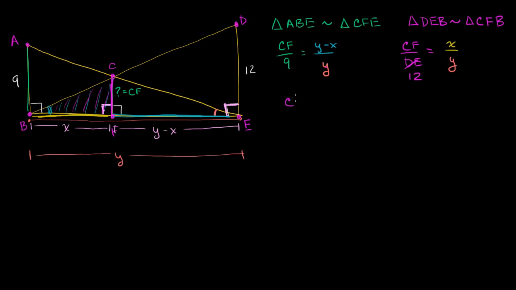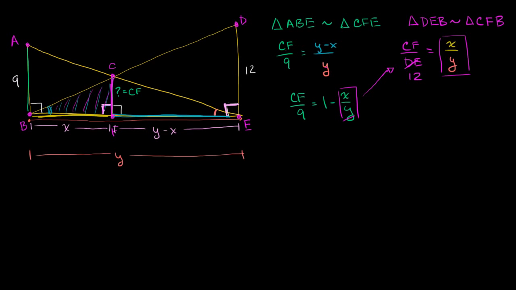So this one right here we can rewrite as CF over 9 is equal to y minus x over y, which is the same thing as y over y minus x over y, or 1 minus x over y. All I did is distribute the 1 over y times both of these terms. And this is useful because we already know what x over y is equal to. We already know that x over y is equal to CF over 12. So this right over here, I can replace with CF over 12.